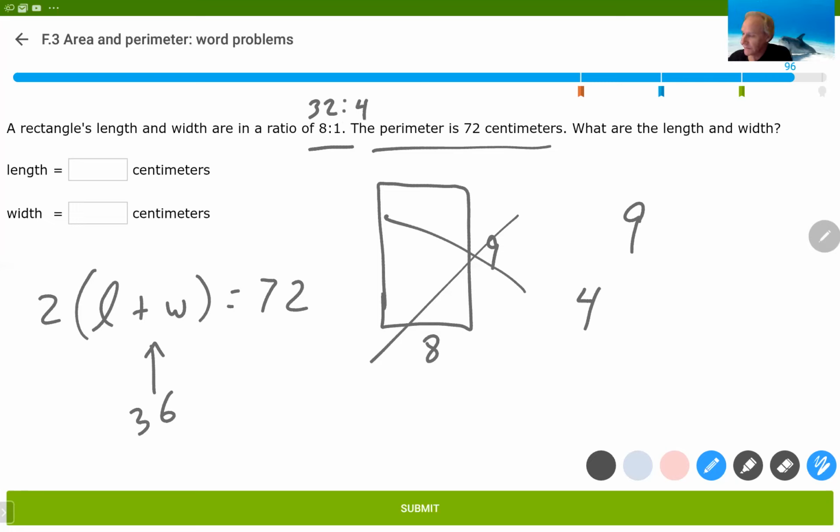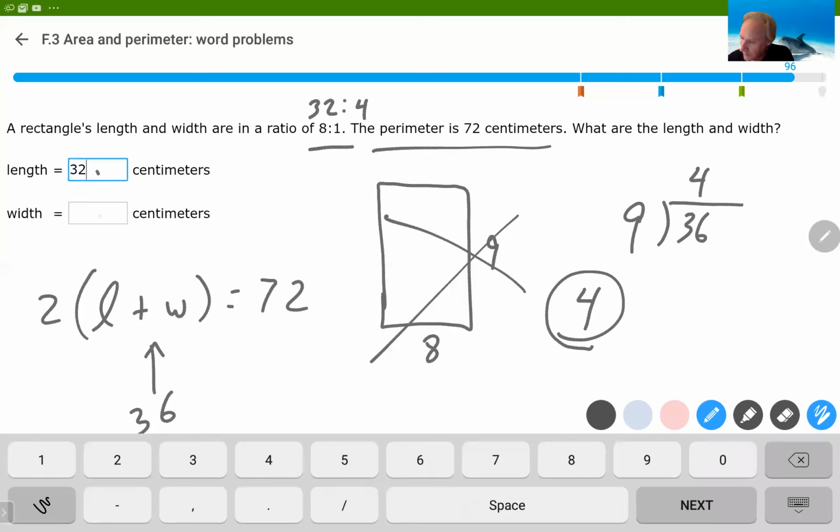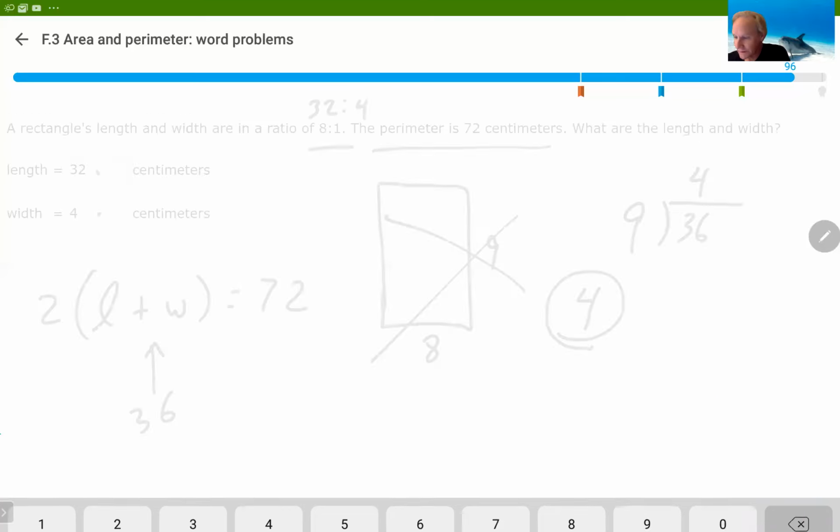What I did was I divided 36 nine ways. Keep getting in the way. Put myself down here. And it's a way of sharing. So there are 9 shares total, and each one is worth 4. And so it's 32 to 4. The length is 32 and the width is 4. And it says we have a perimeter of 72, which we do. I like to double check there.